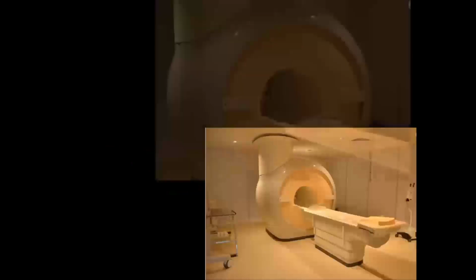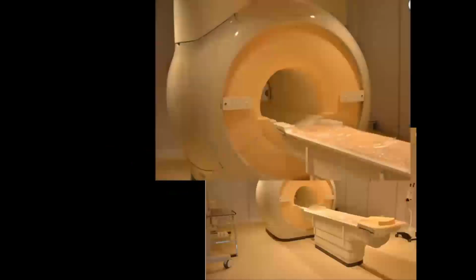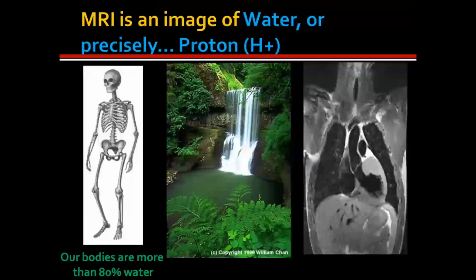Actually, this is an image of the MRI machine. Before I answer this question, I just want to explain that MRI is just an image of water. Since our body is full of water, about 70 to 80% of our body is water. But we're not just imaging the water, we image the hydrogen in the water, H2O. And again, we're not just imaging the hydrogen, we image the proton inside the hydrogen atom.